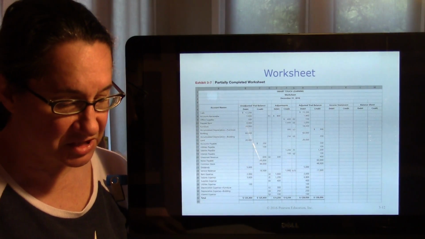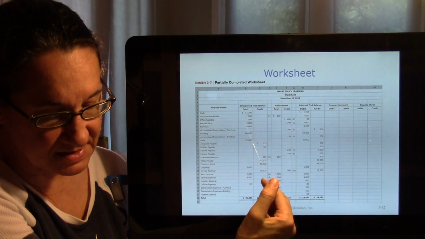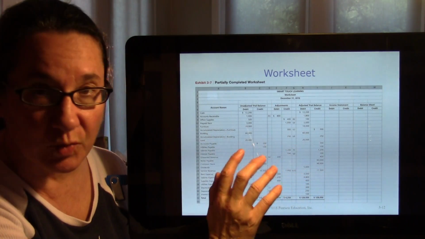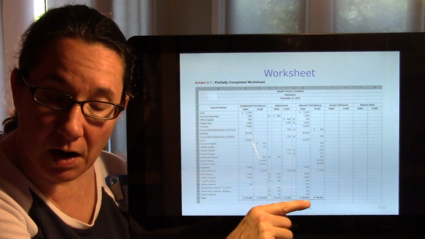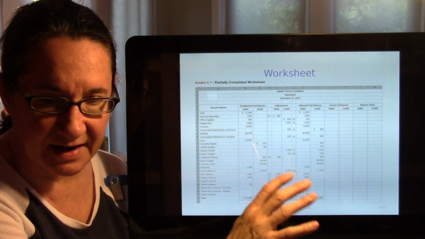So we have a worksheet, and this is an example. It's from page 142 in your book, 3.7. So this is a partially completed worksheet. We're going to really get into worksheets in detail in chapter 4, but you want to start thinking about them, start making sure you know how to use Excel.